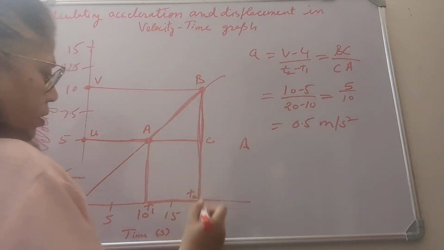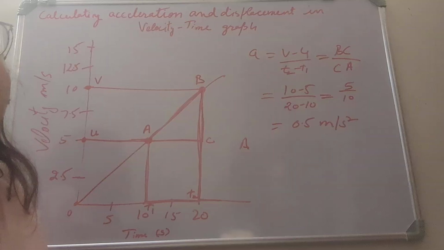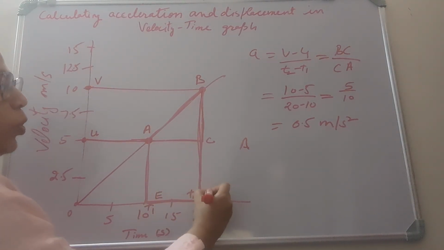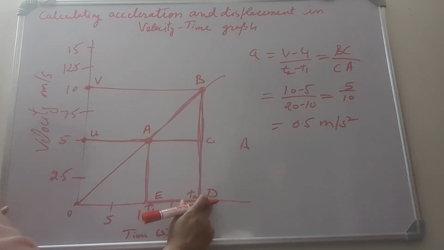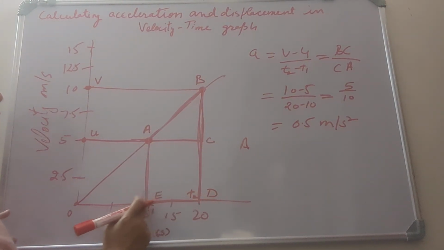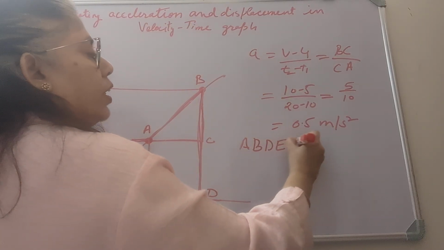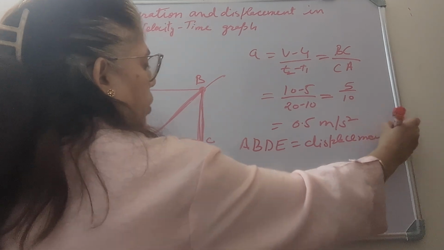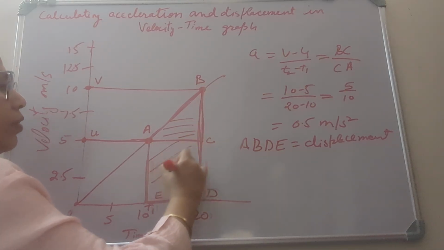Let's take these points E and D. I am taking the points from your book so that you don't get confused when you study from the book. A, B, D, E is our trapezium. A, B, D, E is the displacement of the object, the area covered by this trapezium. Now we have two parts. This is the triangle and this is the rectangle.